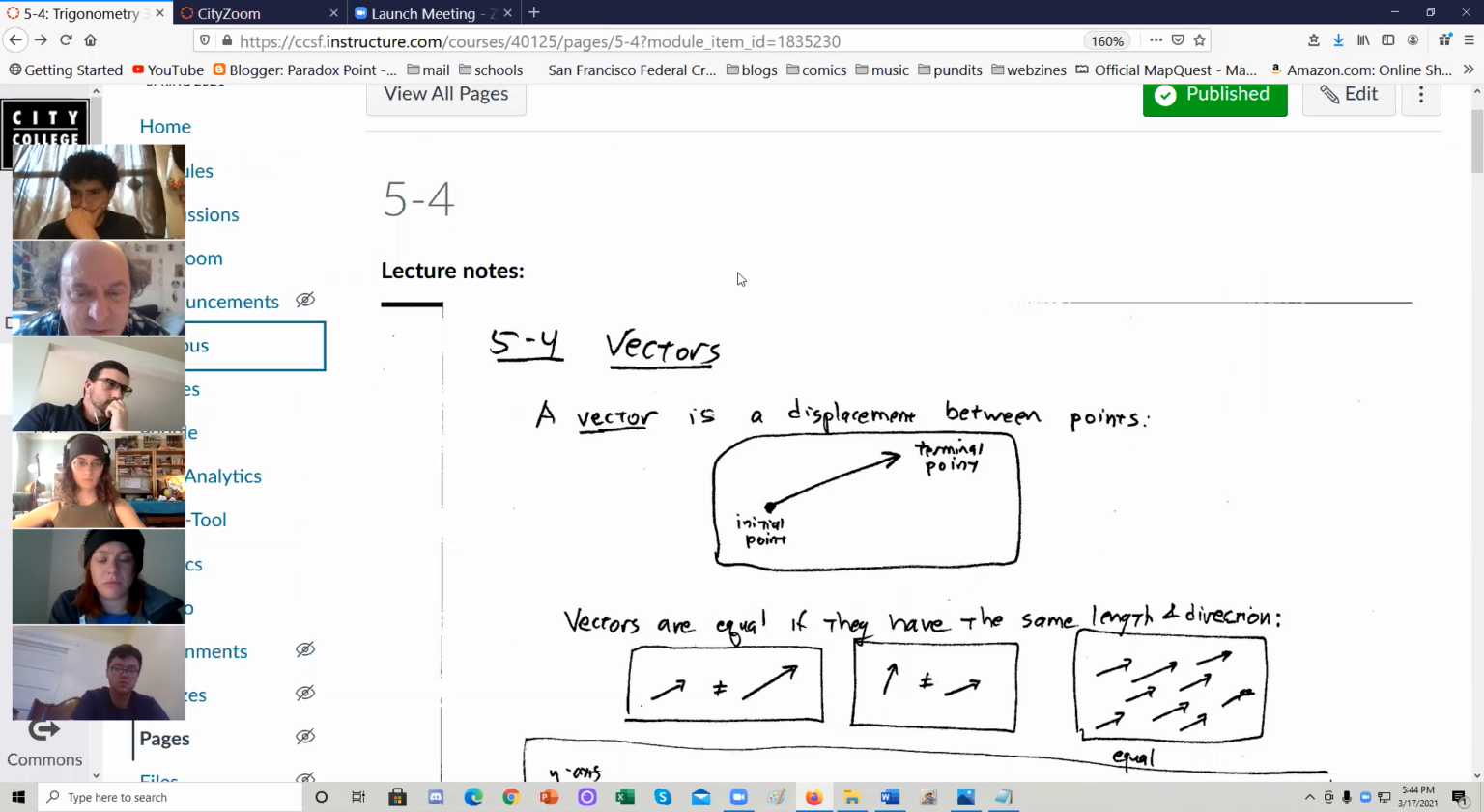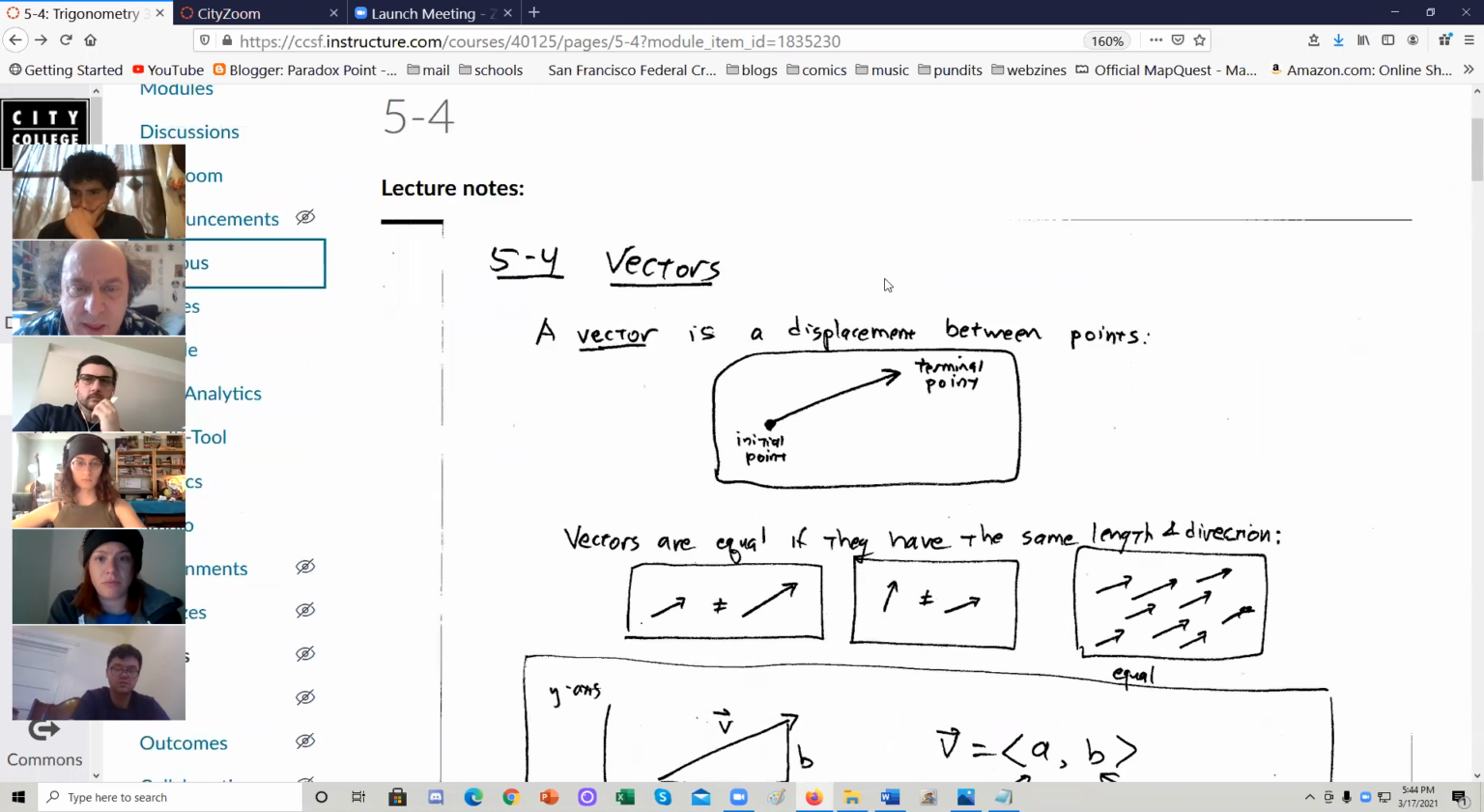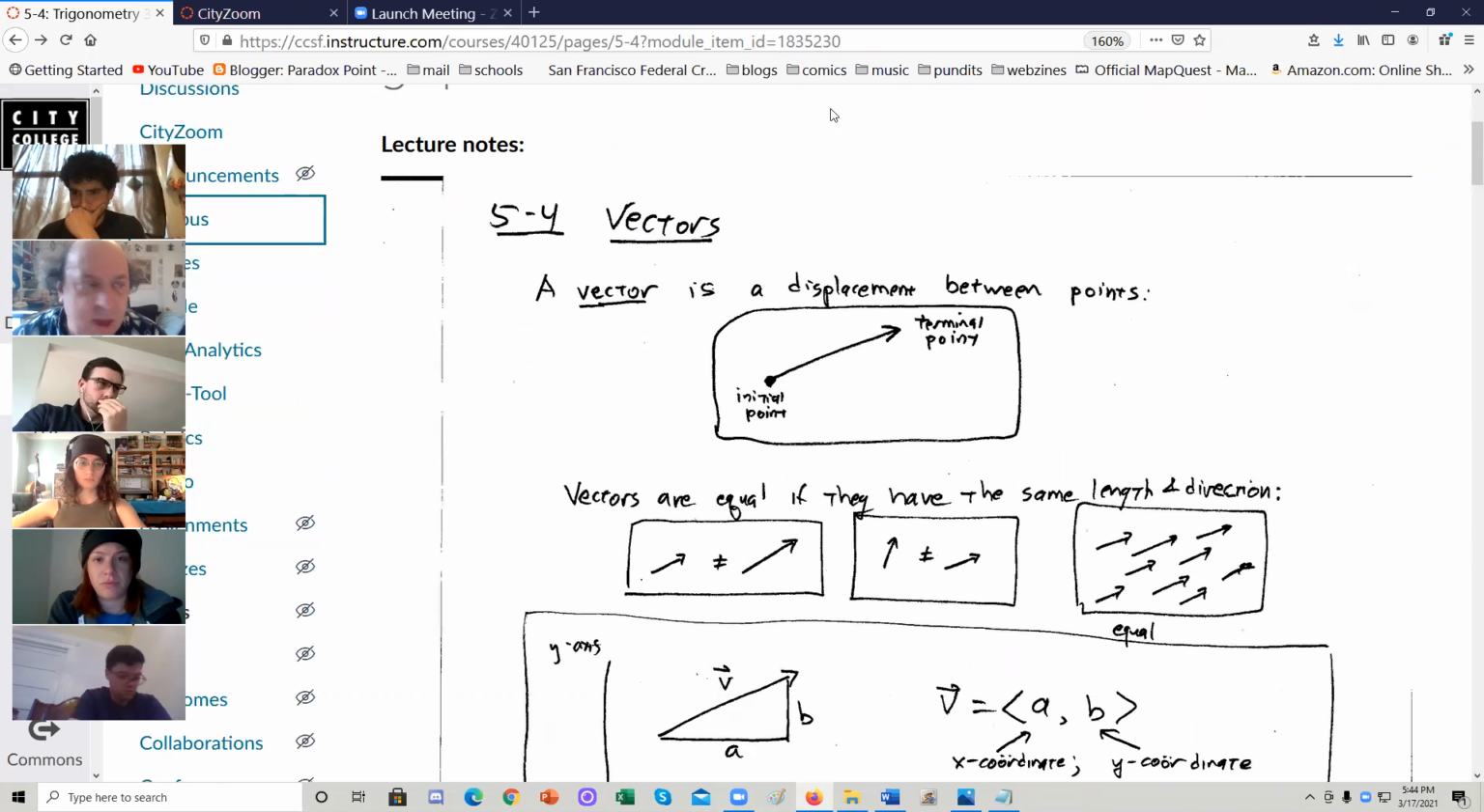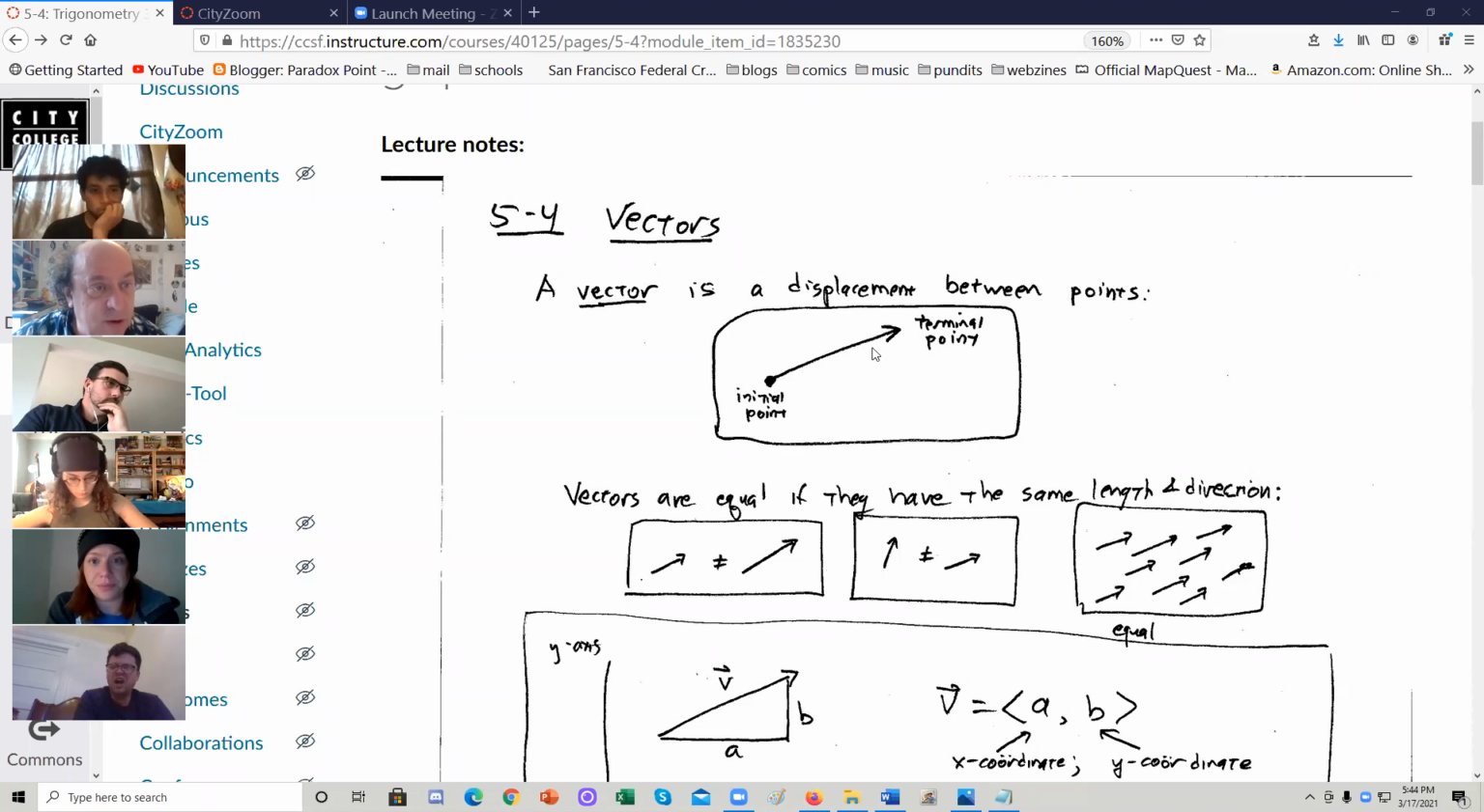Ninth section is vectors. Okay, a vector. It's a displacement in space. It's a motion. Think of it as a motion from an initial point to a terminal point. So it's generally viewed as a little arrow. It can denote displacements. It can also denote velocities or accelerations or forces or fields. So it's all over physics.